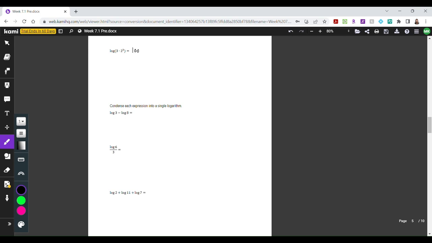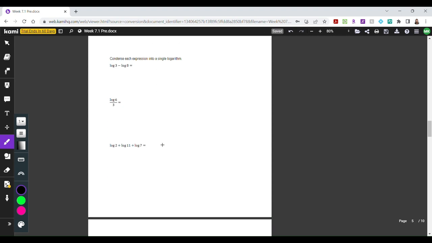It's going to be log 3 plus log 2 cube. We have an exponent, so we're going to write it to the side, right? And since this 3 has nothing left, we're just going to leave it as it is. So our final answer is going to be log 3 plus 3 log 2. All right? And that's how you expand.